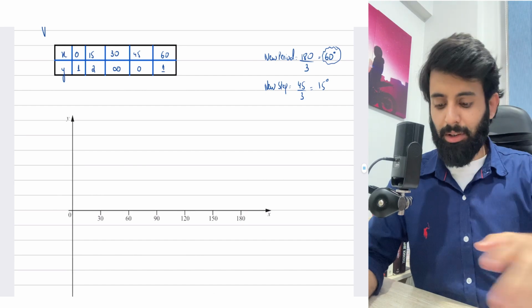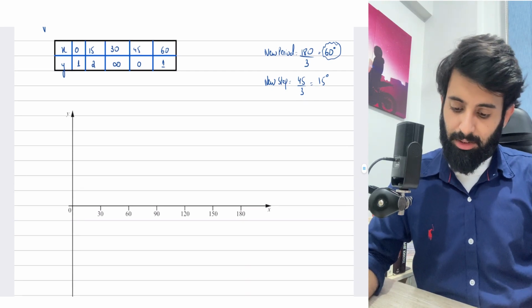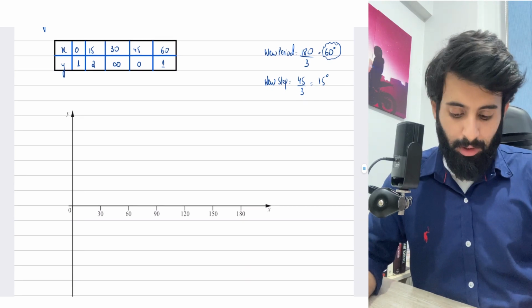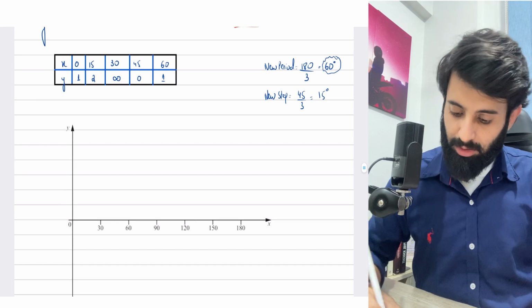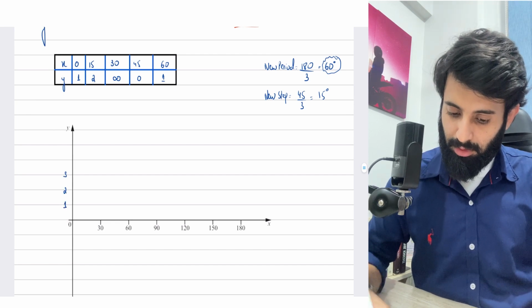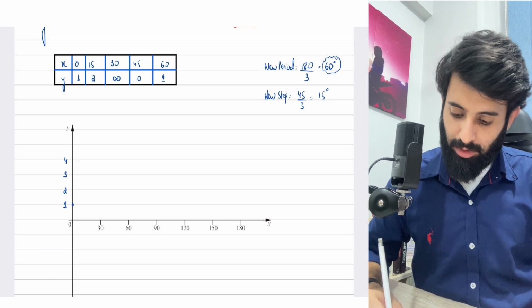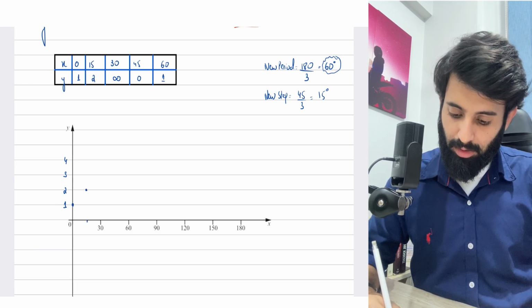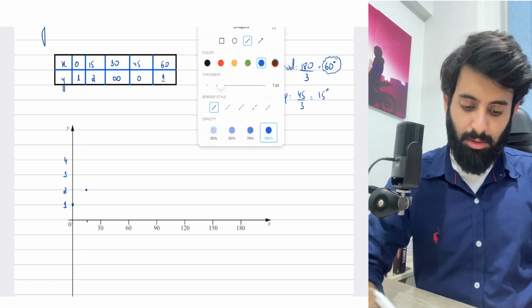Okay, so you don't have to worry about making the x and y axis yourself. You'll be given that. Okay, so at 0 it's 1. So let's just call this 1, 2, 3, 4. At 0 it's 1. At 15, so 15 is going to be between 0 and 30, it's 2. At 30 it goes to infinity.